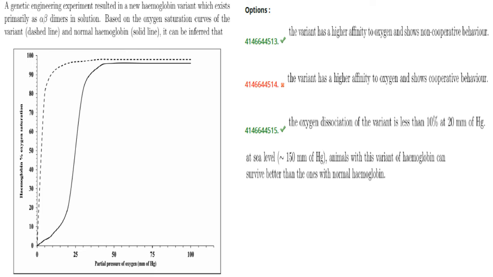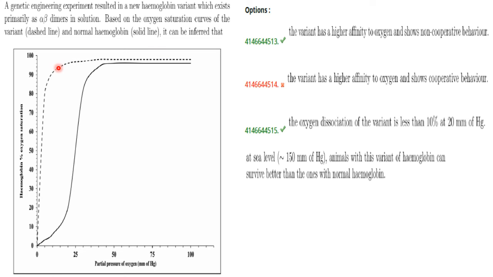Then next one. A genetic engineering experiment resulted in a new hemoglobin variant which exists primarily as alpha-beta dimers in solution. Based on the oxygen saturation curves of the variant and normal hemoglobin, it can be inferred that. So what you can see from the graph, the variant displays a regular curve.